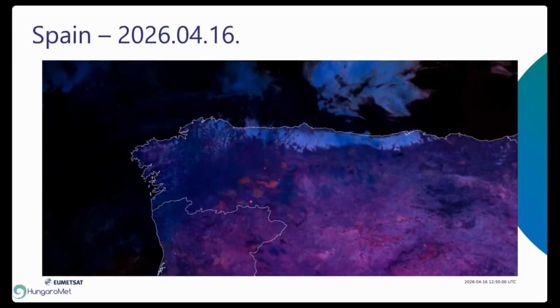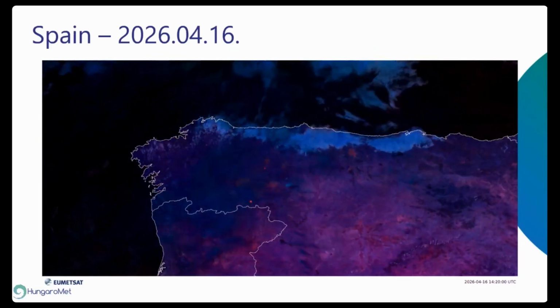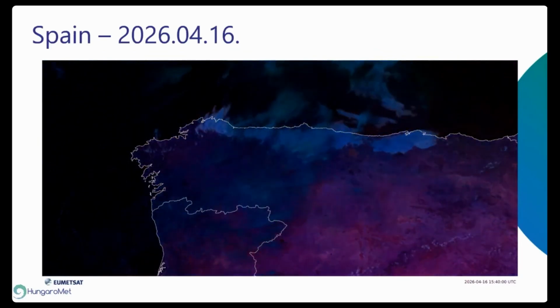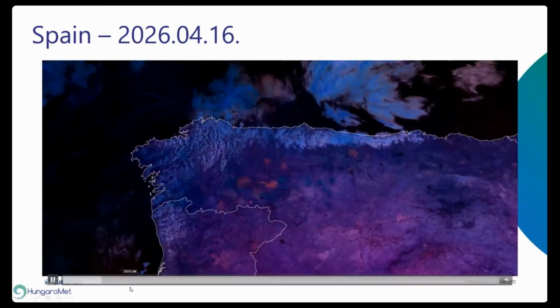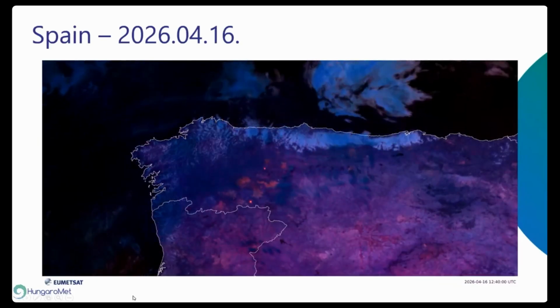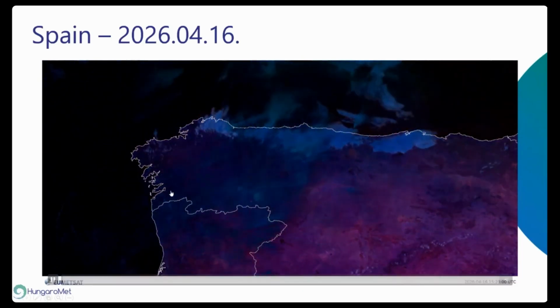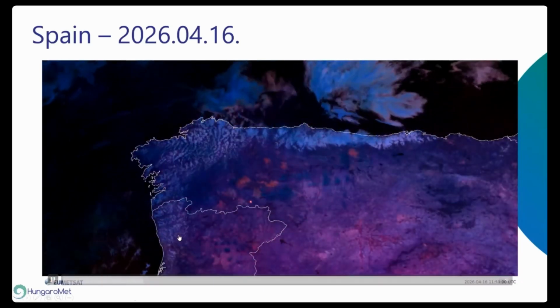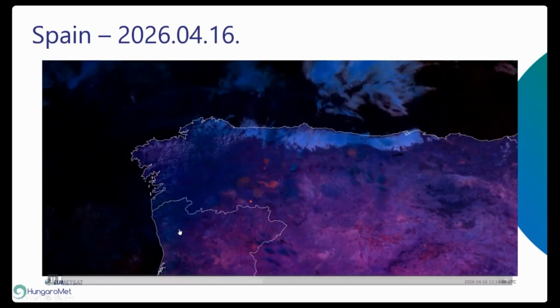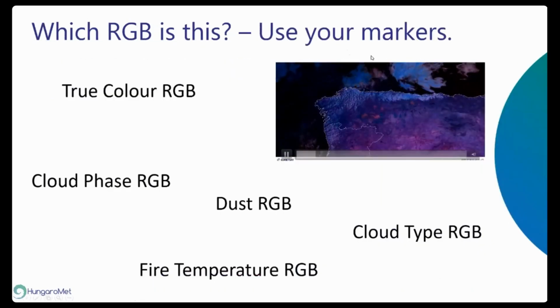And there were several things happening during the last week. Last week I was attending a training course as a trainer, and we were looking at different phenomena. Here we have north of Spain, and this is Portugal. We can see some clouds moving, and some interesting phenomena in the image. So my question for you is, what kind of RGB is this? You can use your markers to guess.